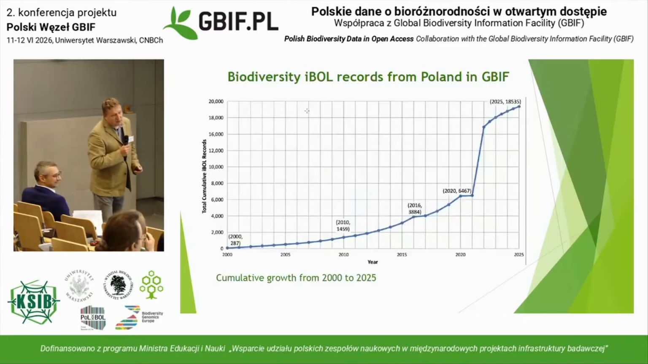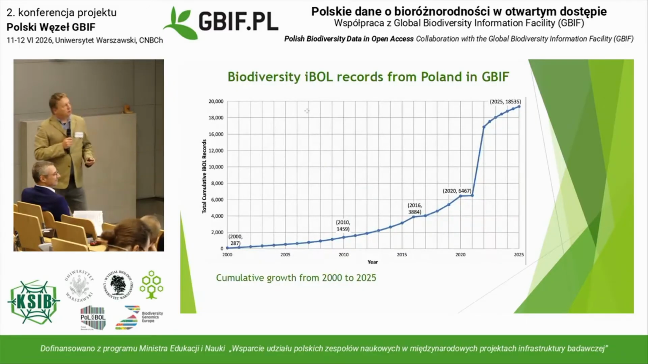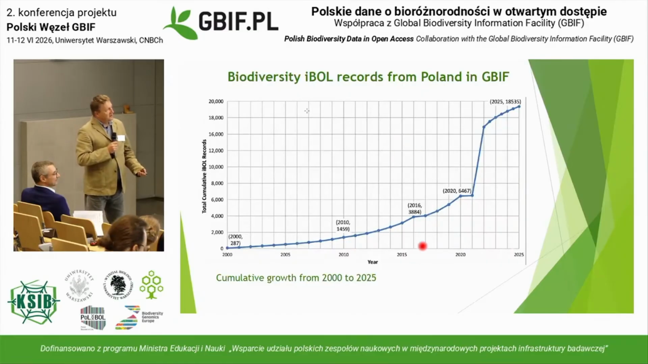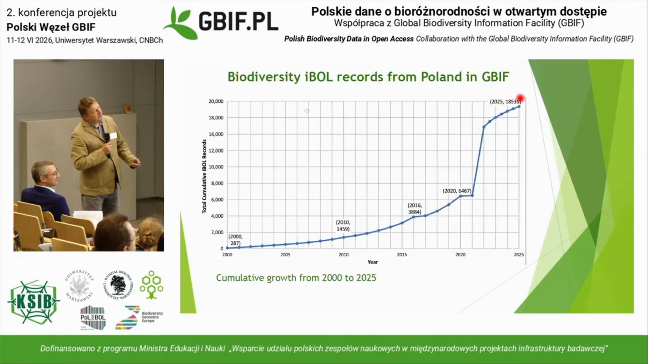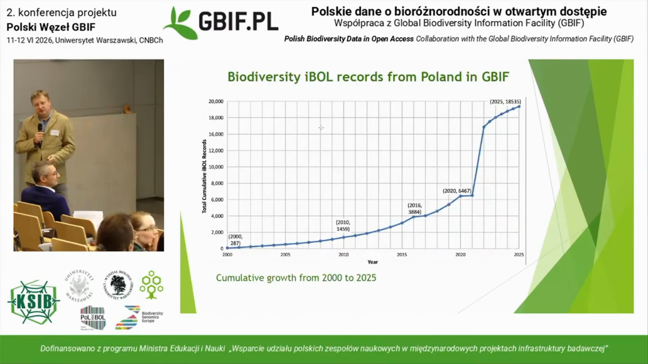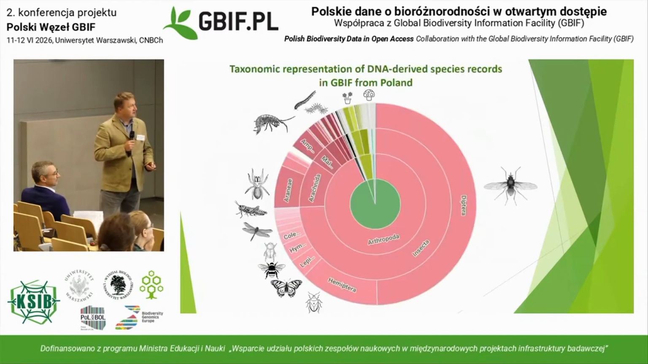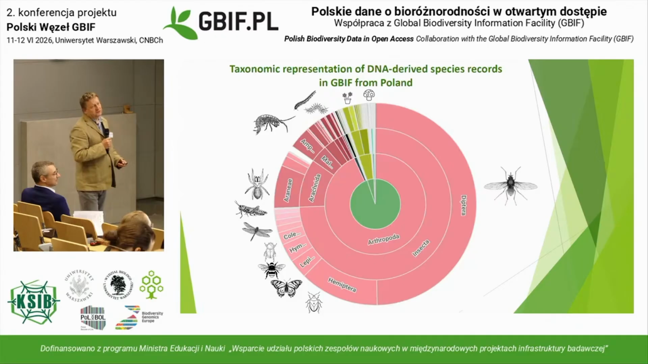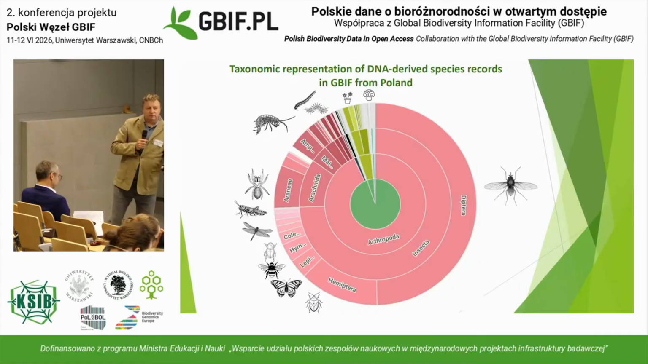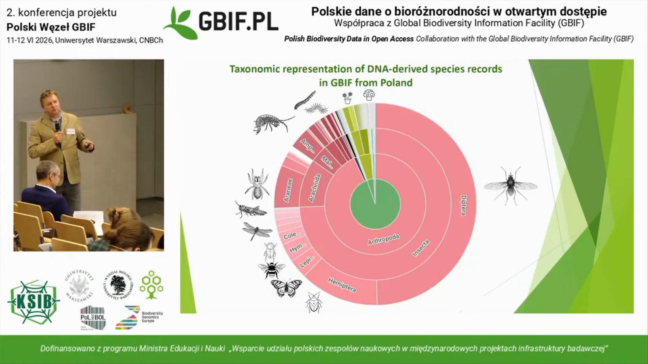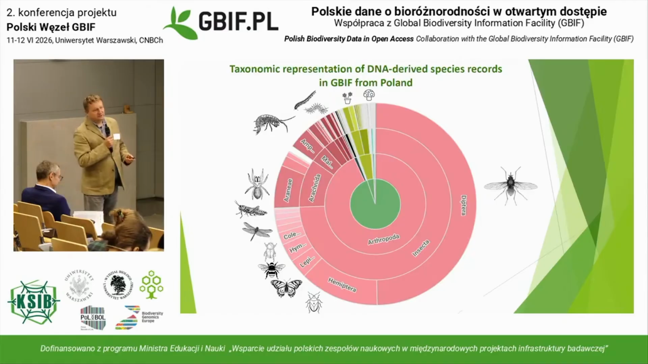Okay, and that's how the DNA barcode number grows over the years. As you can see, it started to grow rapidly after 2020, and there is a reason for that. We will also talk about it in a minute. And if you look at the taxonomic representation of the data from the DNA barcodes, you can see that they are strikingly different from the general pattern.